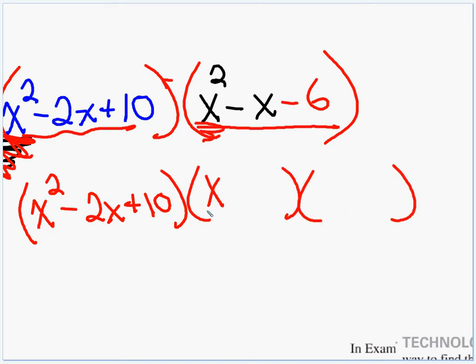x squared comes from x times x. And the two numbers that multiply to negative 6, 1 and 6 or 2 and 3, you know, one's positive, one's negative. To get a negative 1 in the middle has to be a minus 3 and a plus 2.